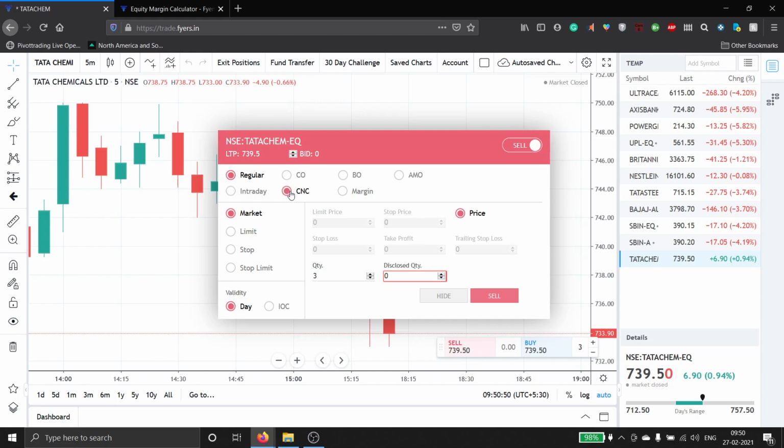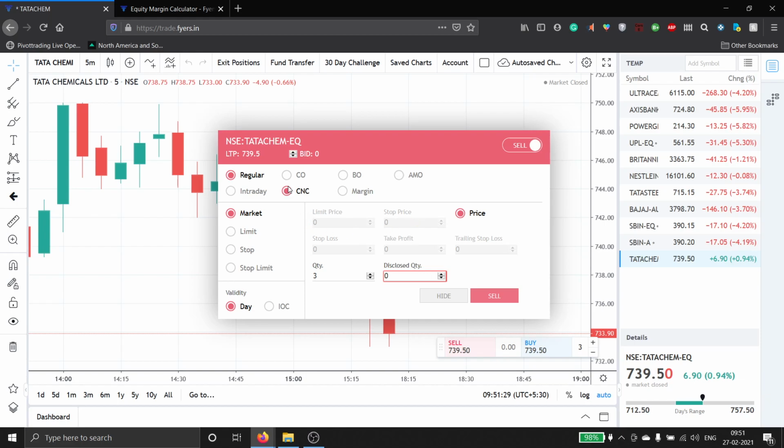The next one is CNC. CNC stands for cash and carry. What is the meaning of cash and carry? Cash and carry means that if you give the cash corresponding to the stocks, that is, if you are paying the full amount for the stocks, then you can carry and keep them in your trading account as long as you want. If you are paying 739, you can buy the stock of Tata Chemical, or you can buy the stocks of SBI by paying 390 and keep it in your trading account as long as you want. Maybe it is 1 month, 2 years or 3 years. It totally depends on you when you want to sell it.